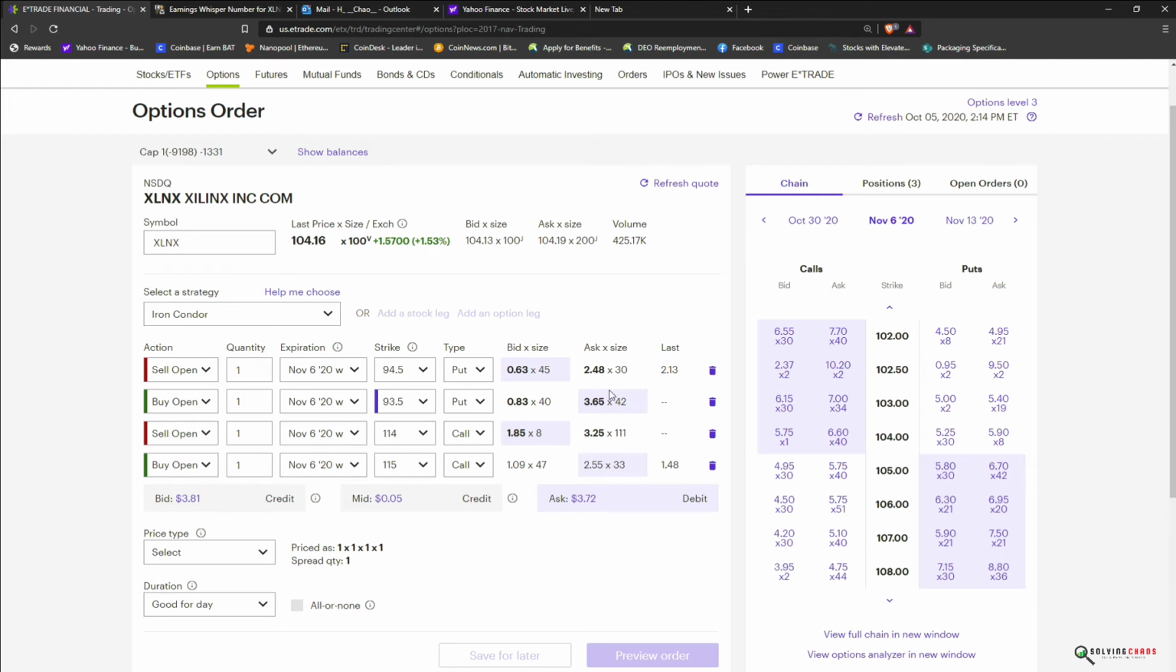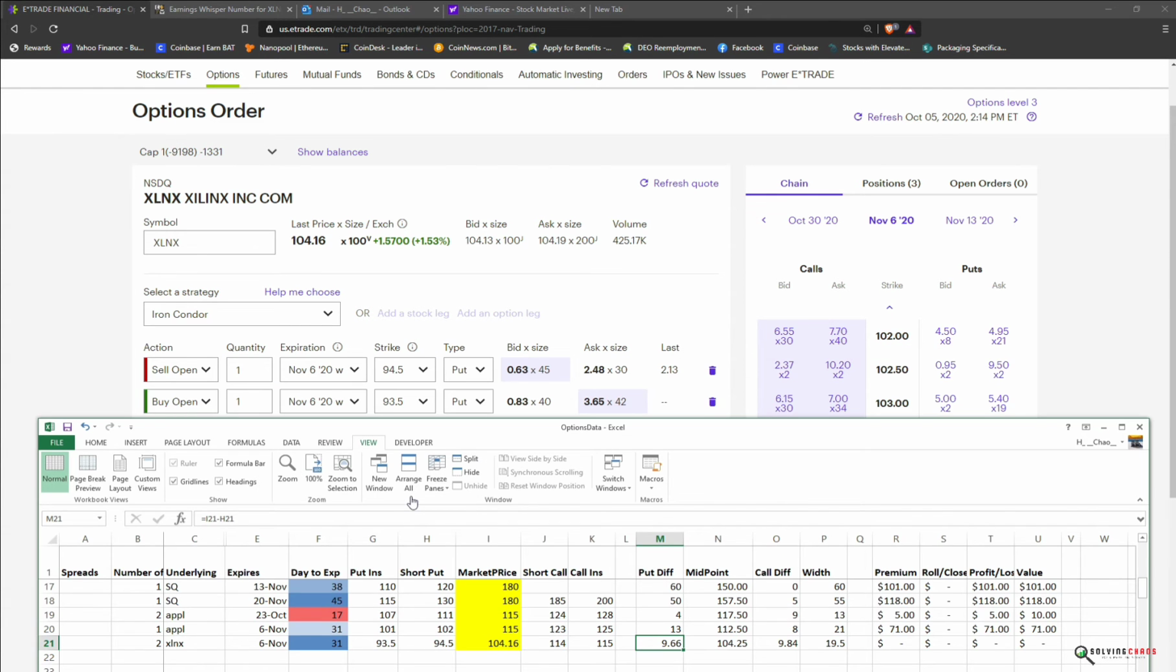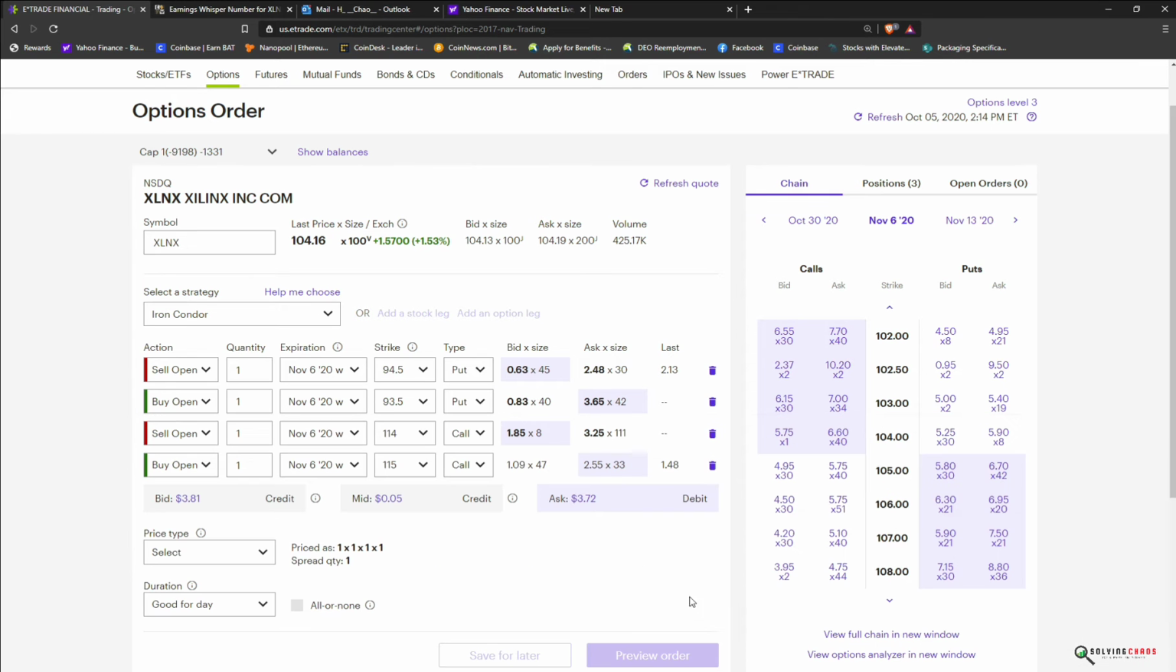That's interesting. There's no credit. November 6th, which is 31 days away. So let me just look at this real quick. Hang on. I'm still going to play around with this. So let's go. I'm going to move it down to 92 and then 90.